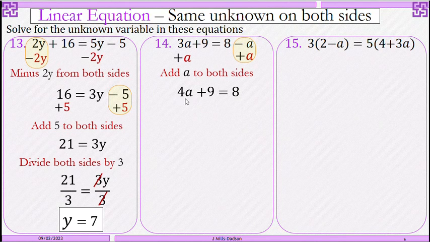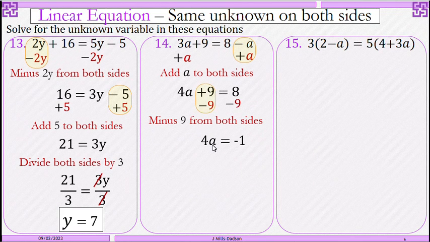We need to get rid of plus 9. And to get rid of plus 9 is to minus 9 from both sides. So you're going to have 4a plus 9 equals 8. We're going to take 9 from both sides. So you have 4a is equal to negative 1. 4 is multiplying a, so to get rid of times by 4, we divide through by 4.